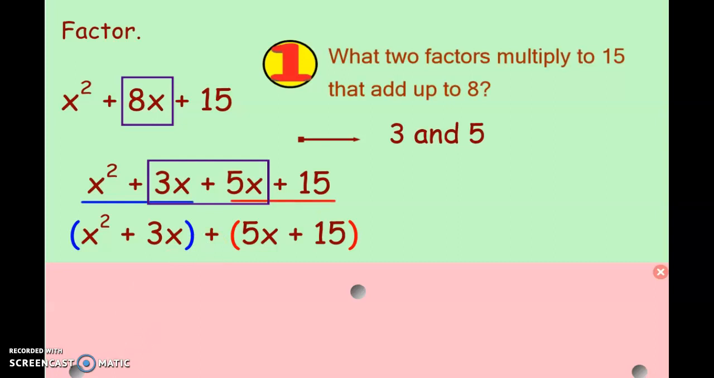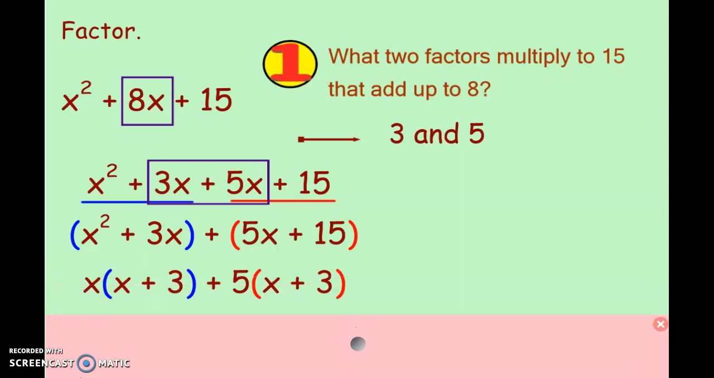And now I'm going to look for the greatest common factor, just like the other day. Take out a factor of x. Take out the factor of 5 from this one. And I end up with x plus 3 times the quantity x plus 5. Now that's a lot of work for something that's pretty simple. So now take a look at this one.